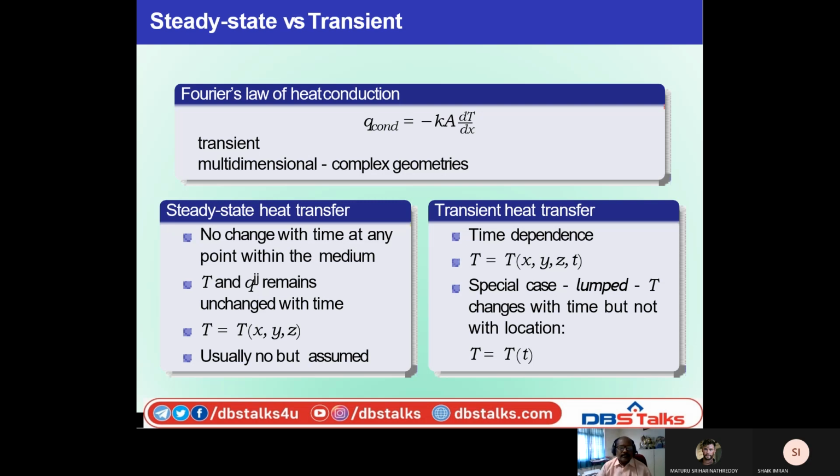So in steady state, temperature is not a function of time. It is a function of only x, y, z, the coordinates. But in case of unsteady state or transient state, temperature is a function of x, y, z and also of time. So in transient or unsteady state heat transfer, temperature is a function of time. This is the difference between steady state and unsteady state heat transfer.